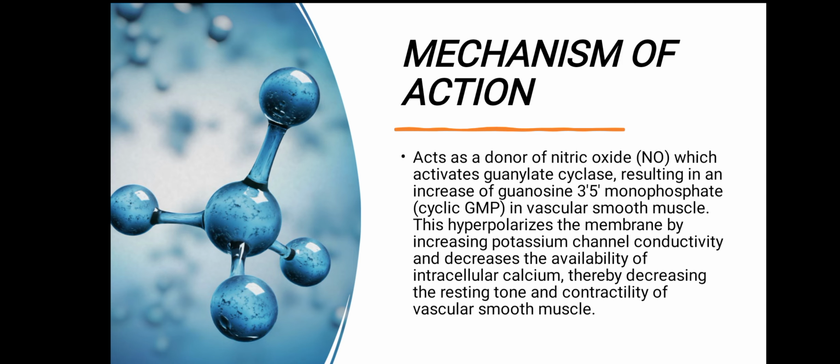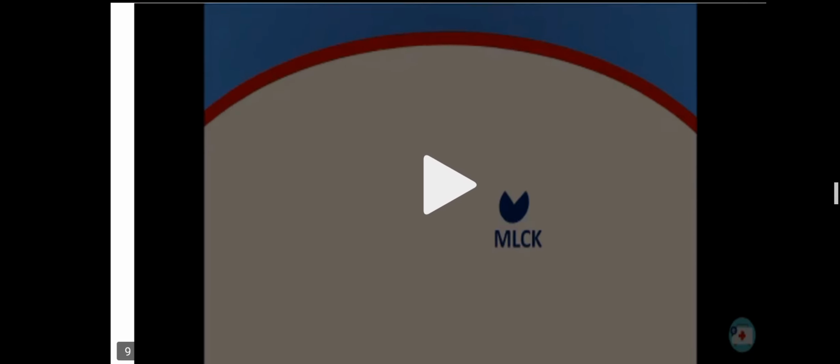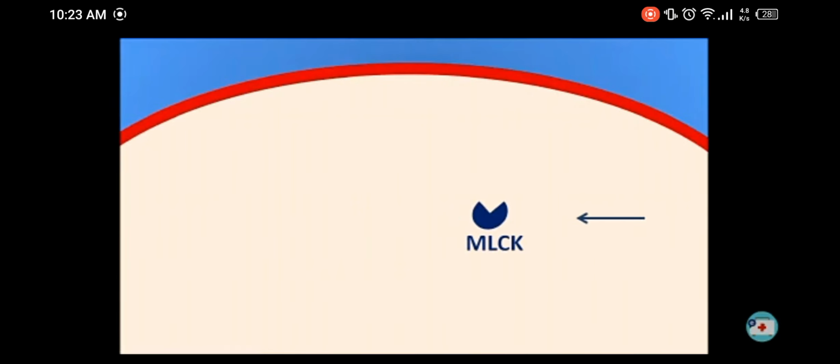Nitroprusside acts as a donor of nitric oxide, which activates guanylate cyclase, resulting in an increase of guanosine 3',5'-monophosphate, meaning cyclic GMP. In vascular smooth muscle, this hyperpolarizes the membrane by increasing potassium channel conductivity and decreases the availability of intracellular calcium. All these activities decrease the resting tone and contractility of vascular smooth muscle and cause relaxation. Here is a video in which we will learn about the whole mechanism.